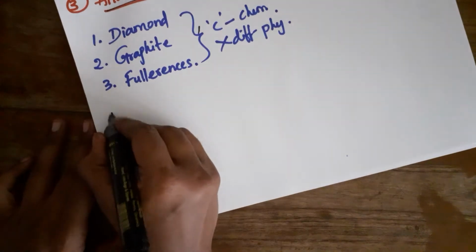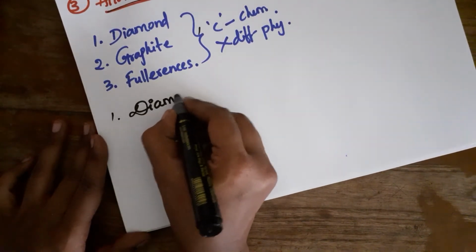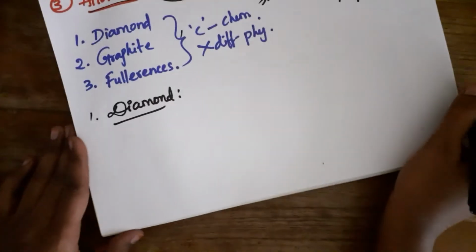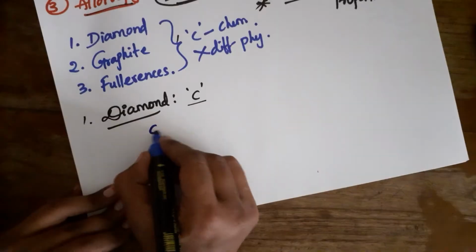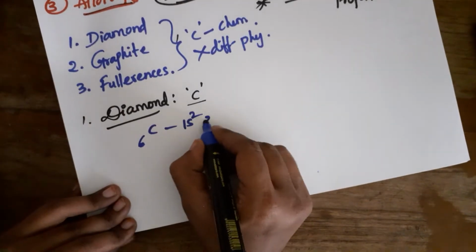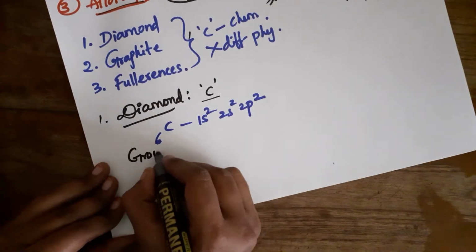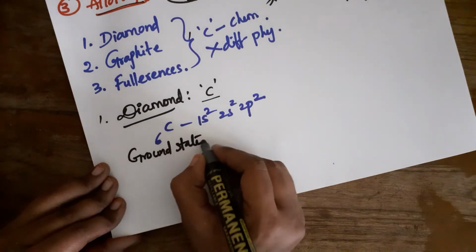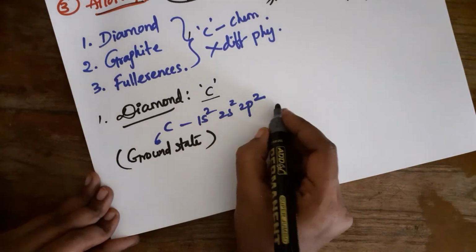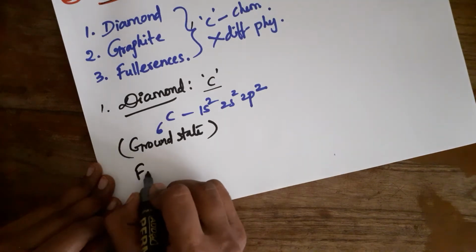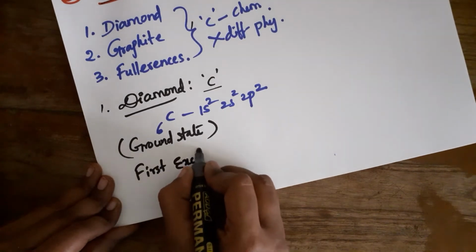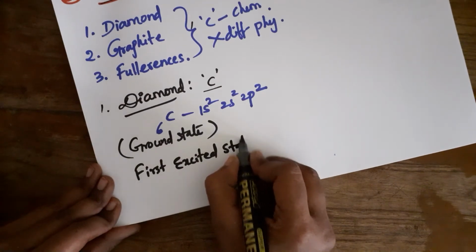First one is the diamond. Okay, here see the electronic configuration. The diamond is made up of only carbon atoms. The composition is carbon, and write the electronic configuration of carbon here: 1s2, 2s2 and 2p2. So this is the ground state electronic configuration, right? It is a neutral molecule, right? Ground state electronic configuration is 1s2, 2s2, 2p2. But in the first excited state, what will happen?